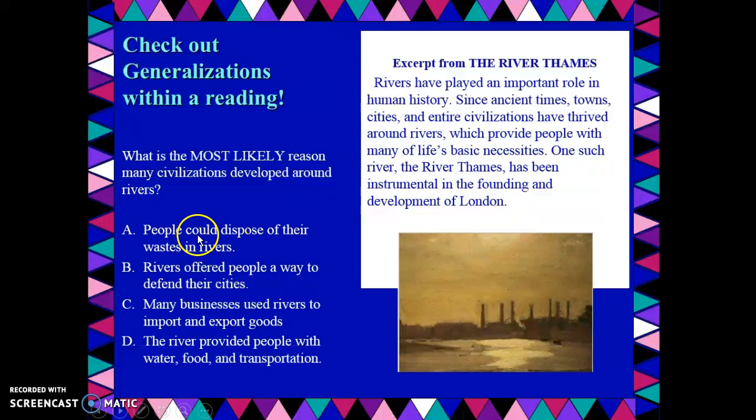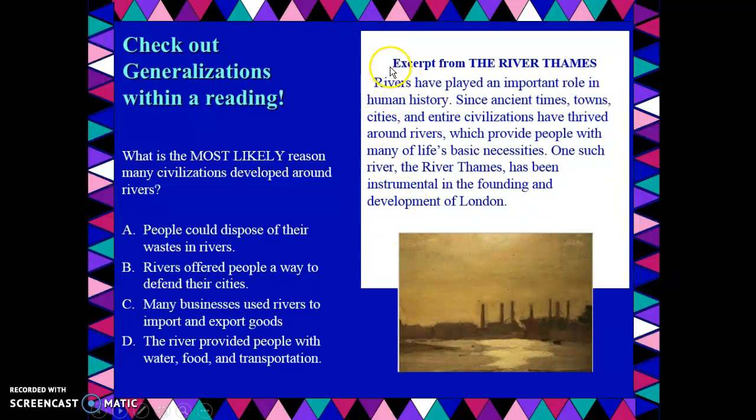A: People could dispose of their waste in rivers. Well, that's true. B: Rivers offered people a way to defend their cities. In some cases, that's true as well. C: Many businesses used rivers to import and export goods. Again, another true statement. And D: The river provided people with water, food, and transportation. Okay, so all of these statements are true. We need to make sure that we read carefully as we're going through this so that we get the correct answer.